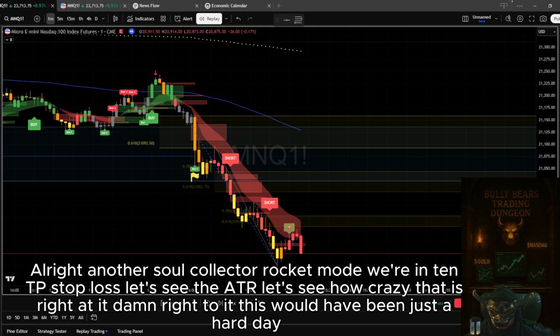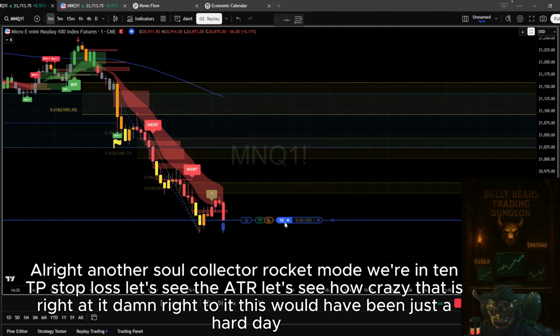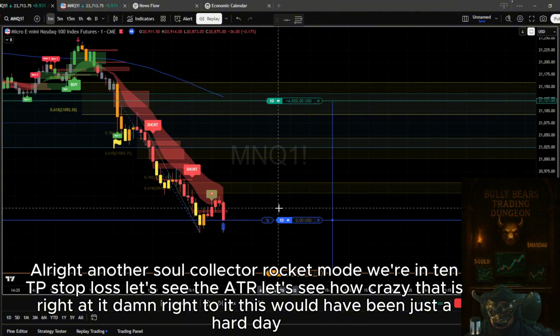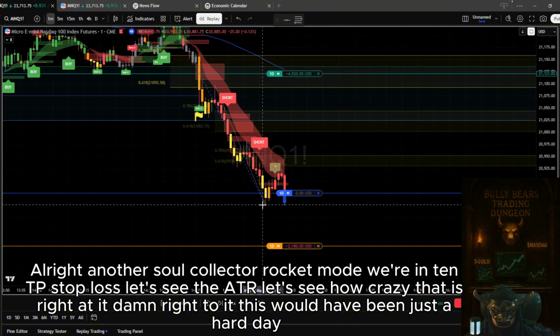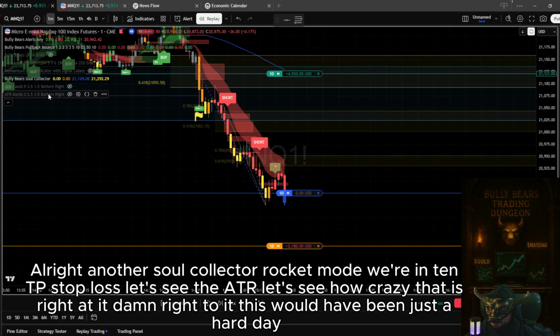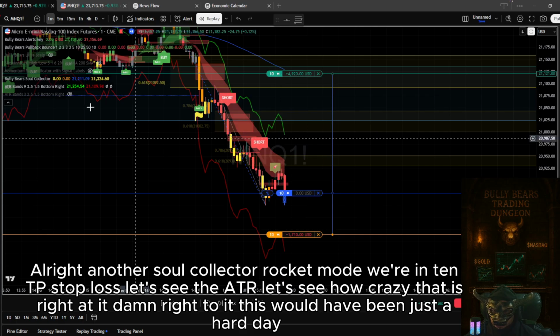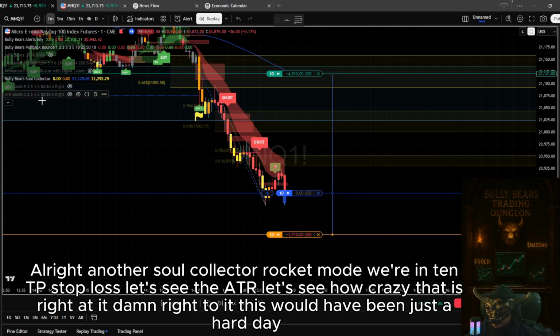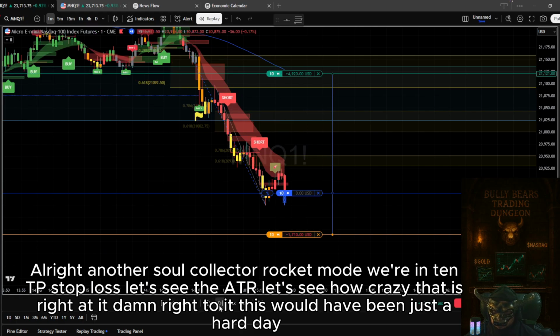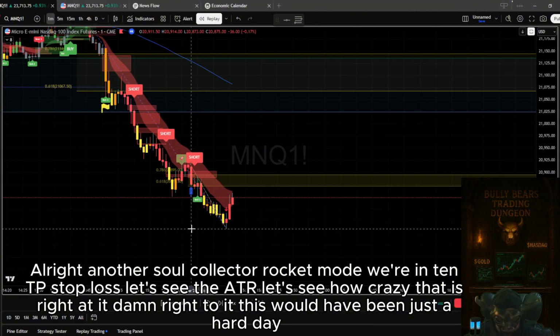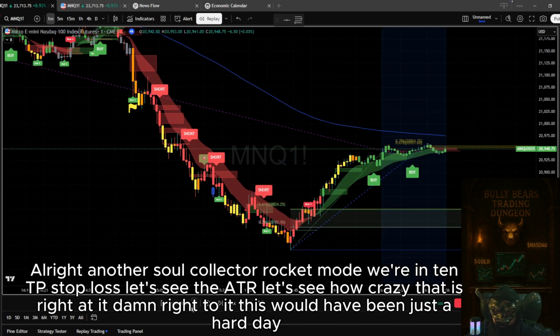Rocket mode. We're in 10. TP. Stop loss. Let's do the ATR. Let's see how crazy that is. Right at it. Damn. Right to it. This would have been just a hard day.